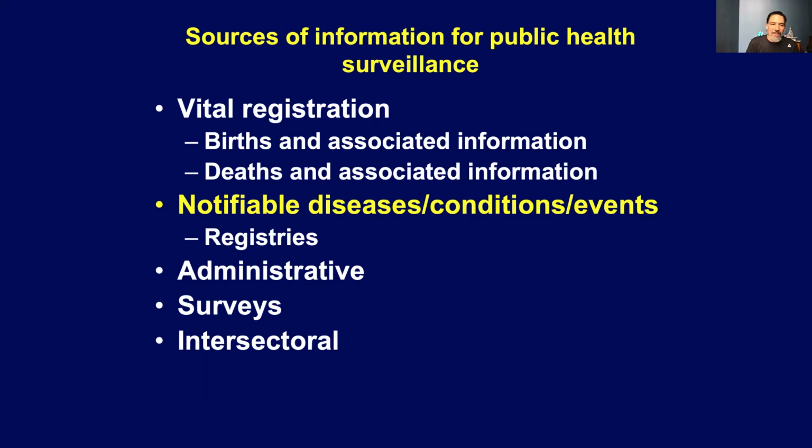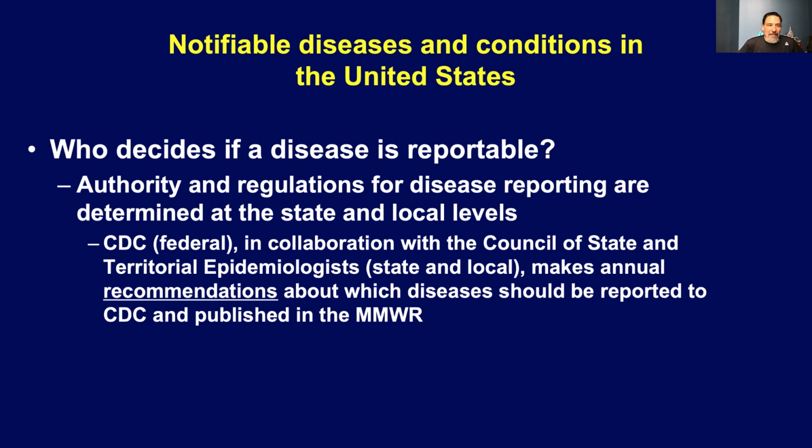Okay, so notifiable diseases, conditions, and events is also a major source of information for use in public health surveillance systems. And so who decides if a disease is reportable? I think we covered this briefly last week. It's really not the CDC or decided at the federal level. All this stuff happens at the state and local levels in collaboration with CDC. But ultimately, things are only notifiable by law according to state law and local, county, or city regulations. So this is who decides if a disease is reportable.